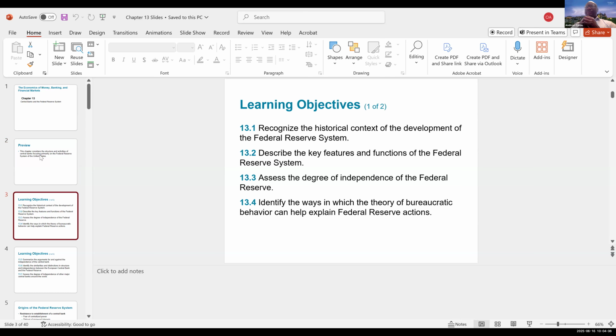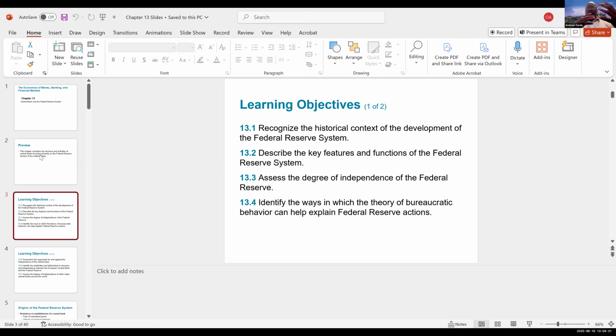The U.S. central bank was created in 1913 through an act of Congress, meaning that before 1913, we did not have a central bank. Okay, if you compare this with the Bank of England, the Bank of England was created in 1694. That is a couple of centuries earlier. You know what I mean? When you think about it.